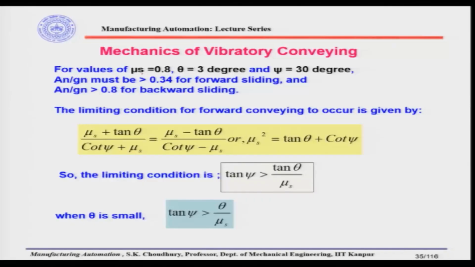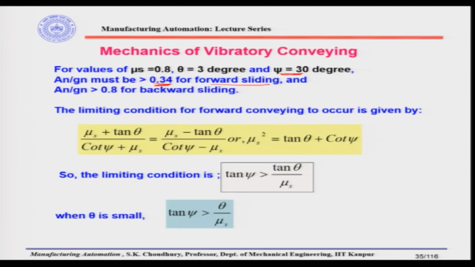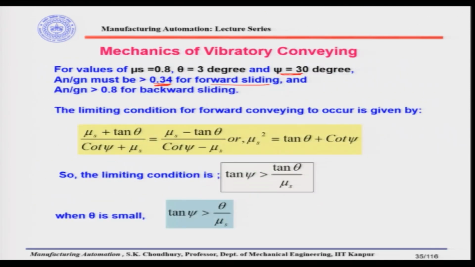Now, for example, let us take a practical value, suppose mu s is equal to 0.8, and we have the track inclination angle as 3 degree and the vibration angle as 30 degree. In that case, An by Gn, which is the normal track acceleration, must be more than 0.34 for forward sliding. We are getting it from here, as you understand. So, you put the values mu s equal to 0.8, theta equal to 3 degree and psi equal to 30 degree.